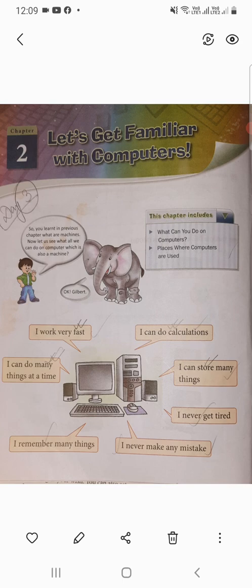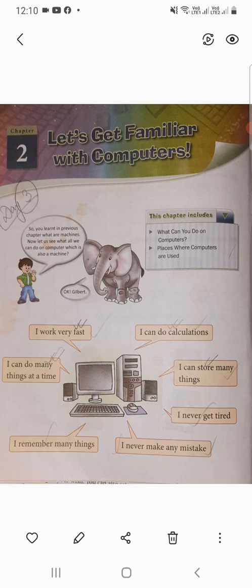Let's get familiar with computers. I have already discussed the first portion of that chapter: how can we use a computer, what can we do using our computers, and what are the types of computers we have. So in today's class I will discuss all these things again. What can you do on computers and what type of computers we have, and the main functions that we can do using our computer.